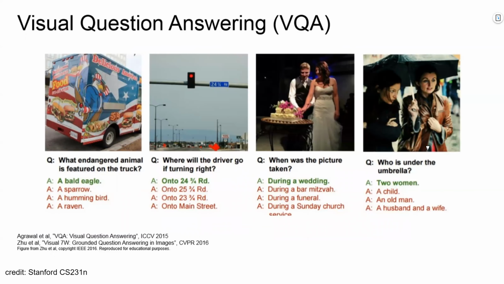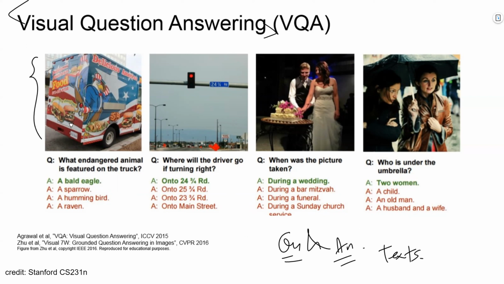And in the previous slide, we talked about just normal question answering. However, in this case, the questions and answers, all of them are in the form of text. However, in the case of visual question answering, the input is not just text, but an image. And the question is about the image. What endangered animal is featured on the truck? And the answer is a bald eagle.